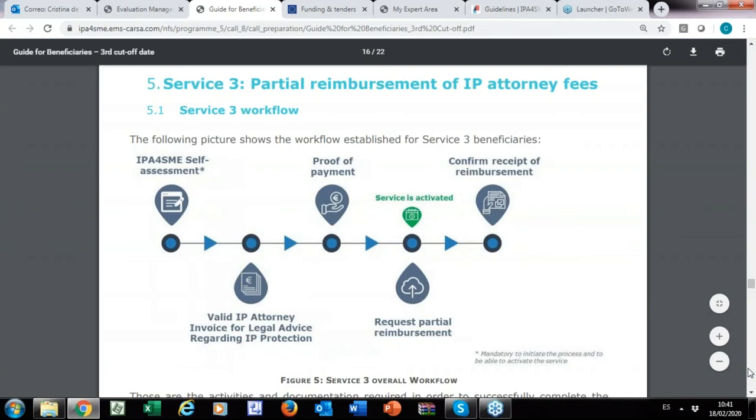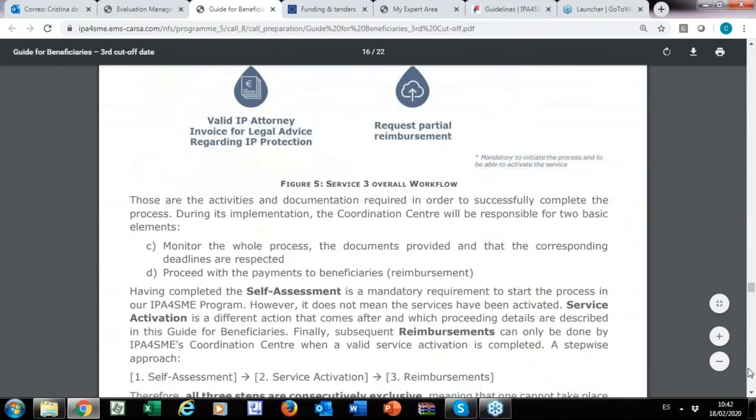And then if we put IP4SME on top of that, what you would need to do is complete, somewhere before the IPSA, the self-assessment survey we ask you to do. Then you will have some work with the IP attorney, you will pay it, and once you have both things, the invoice of the attorney and the proof of your payment, you would put these together and request partial reimbursement. Either the first one, which will activate the service, or the second and last one if you didn't achieve the maximum amount in the first one. And for us, then we will have to confirm receipt of reimbursement. That was the acknowledgement of receipt I was telling you about earlier. So this is more or less the timing, the process that we see.